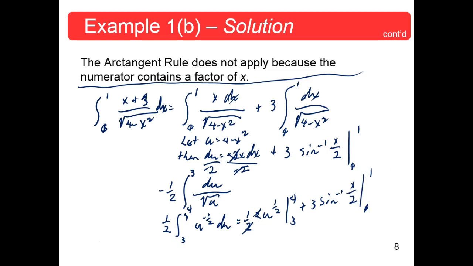Well, if you plug in the 4 for the u, 4 to the 1/2? In other words, square root of 4. 2 minus square root of 3, that's that part, plus, and what's the inverse sine of 1/2? Inverse sine of 1/2. What? Say again? Pi over 2, you said? No, the sine of pi over 2 is 1, not 1/2.